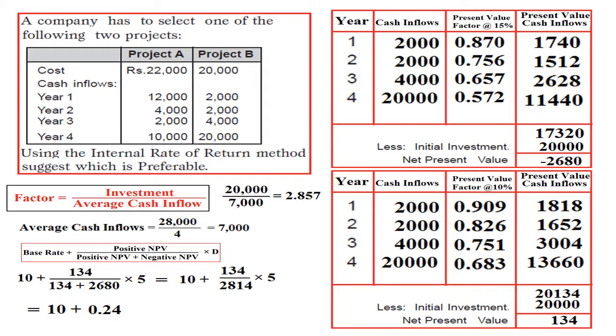Therefore 10 plus 0.24. Right? How did I get 0.24? 134 divided by 2814. We made the division, then multiplication with 5. Then we got 0.24, which is equal to 10.24, our IRR. So at this percentage, our NPV would be 0. Clear? So like this you need to calculate.